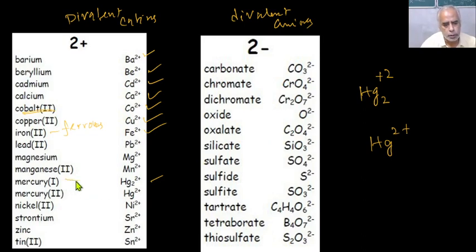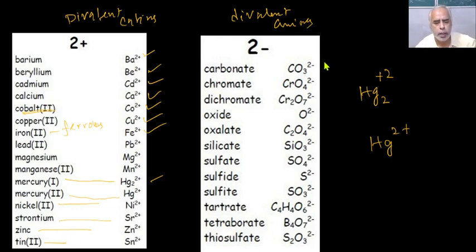Are you able to understand this? Mercury, it is dimerized, actually Hg plus, but it is dimerized. That is, two atoms are joined, so Hg2 2 plus. Similarly here, this is mercurous, this is mercuric. Normally lower oxidation states are mentioned as ferrous, Fe2 plus. Ferric means Fe3 plus, higher oxidation state. So nickel 2 plus, strontium 2 plus, zinc 2 plus, tin 2 plus.